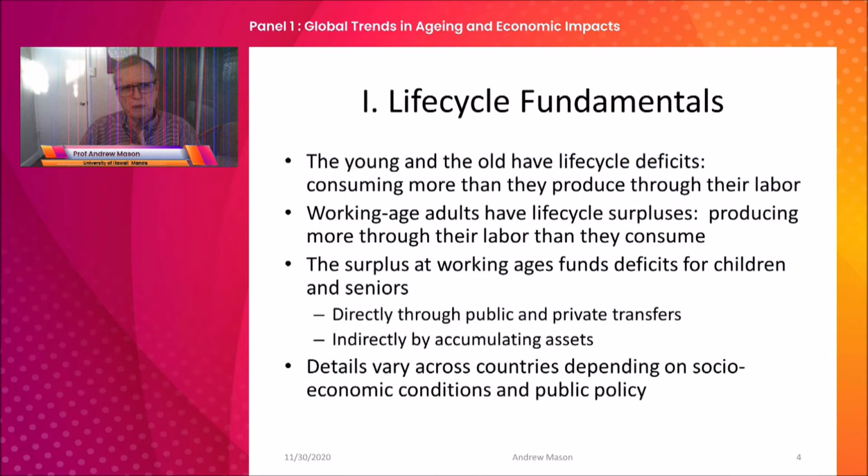So I want to start with life cycle fundamentals that really drive everything that we do in our project. So the basics are, of course, that the young and the old consume a great deal more than they produce through their labor. We call this difference the life cycle deficit. Now, this is only possible because working age adults have life cycle surpluses. They are producing more through their labor than they consume. And so the surplus that we see at working ages funds deficits for children and seniors in two different ways.